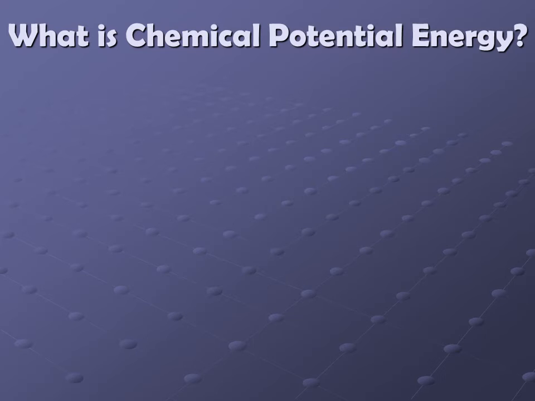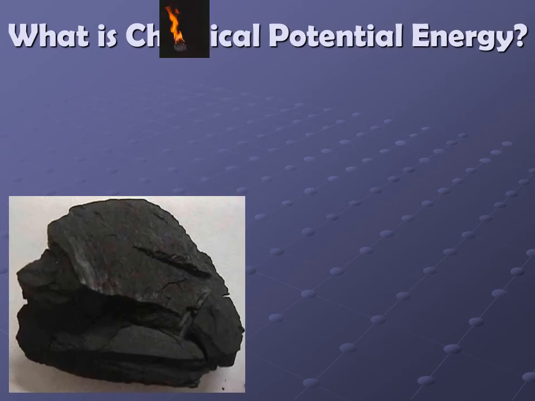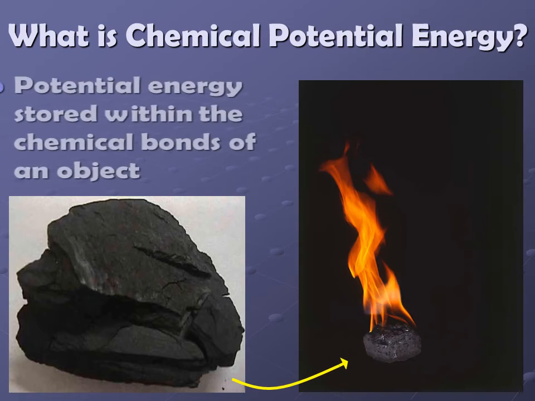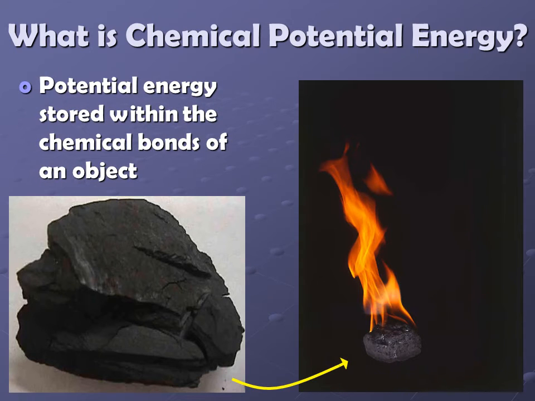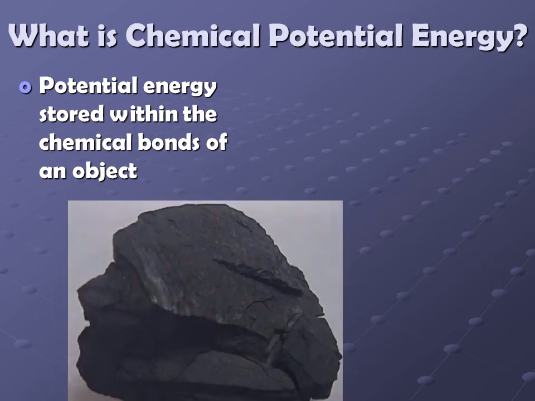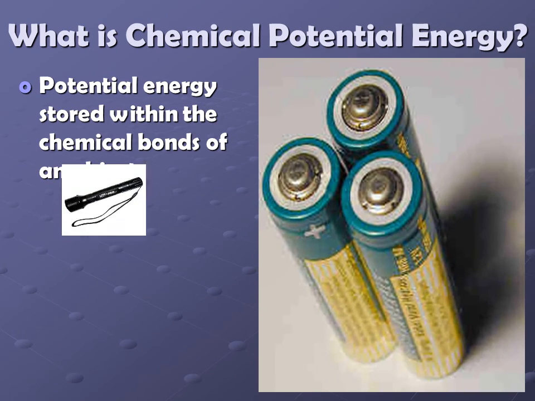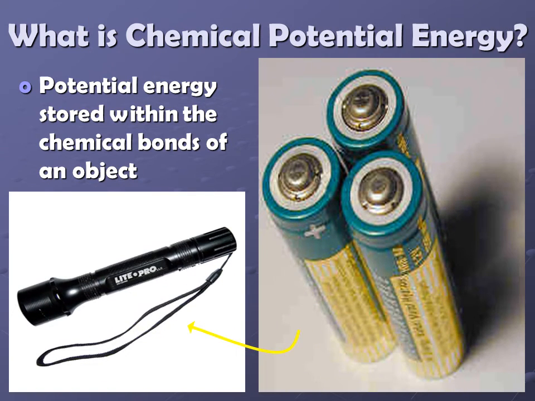Chemical potential energy. Like coal, charcoal. Potential energy is stored within the chemical bonds of an object. So we're going to burn coal for fuel, right? Another example is batteries. The common example: you put batteries in a flashlight, you turn it on, and it starts producing light. Another huge example here is food.